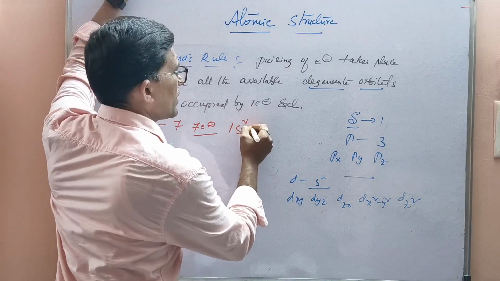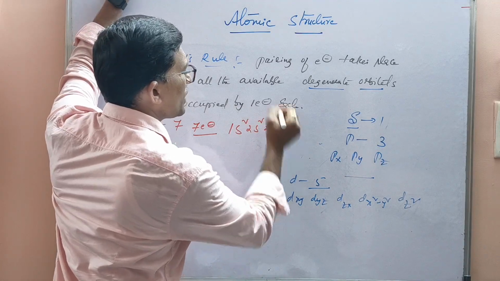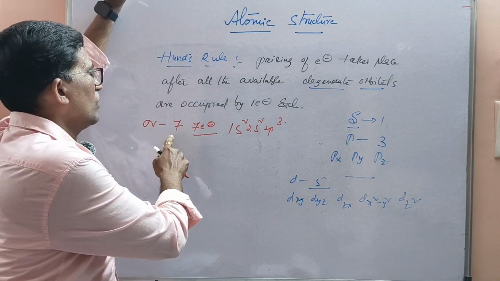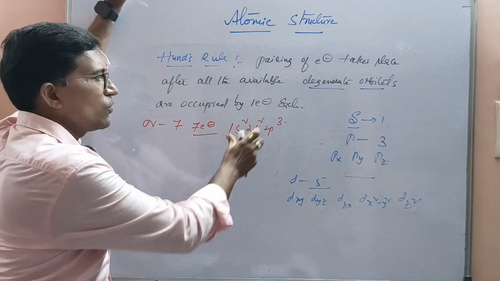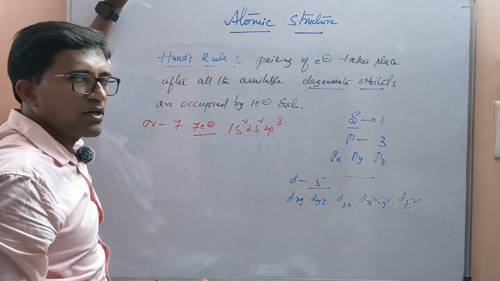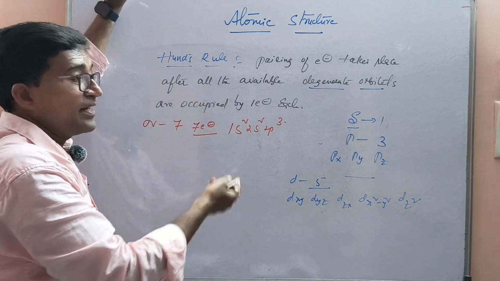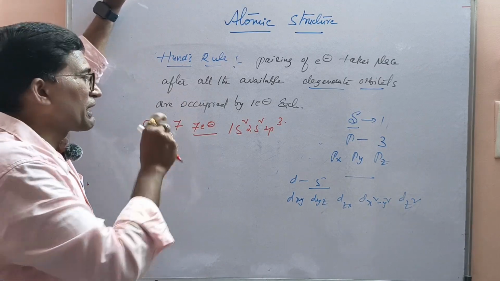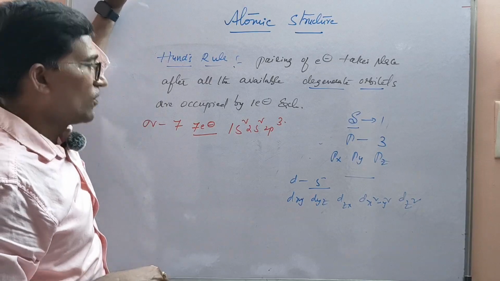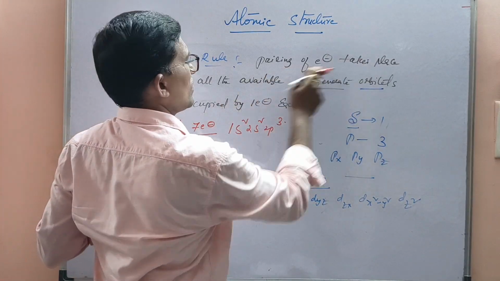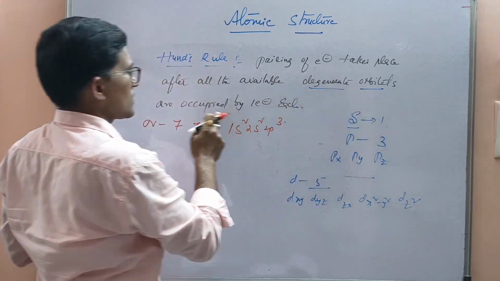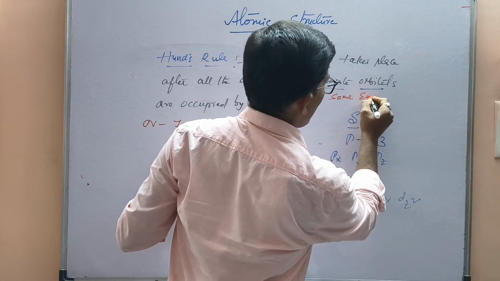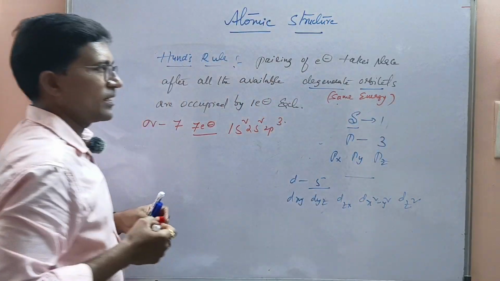If I write the configuration, 1s2, 2s2, 2p3. According to Hund's rule, how do we write this configuration? That is what we'll discuss first, and after that, if Hund's rule is not there, how the configuration of nitrogen will be written. I told you pairing of electrons takes place after all the available degenerate orbitals are occupied by one electron each. Degenerate orbitals means orbitals having the same energy.